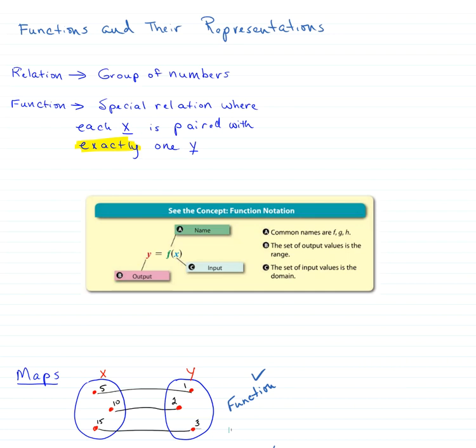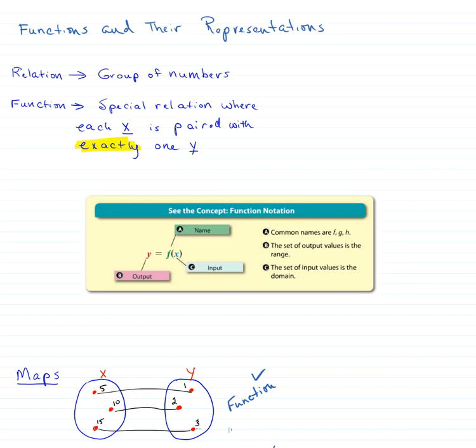This is section 1.3 for college algebra. And we start off talking about functions and their representations, and this will follow us throughout the course. So the first thing to think about is when they talk about a relation of numbers, it's just a group. It has no parameters. It could be anything.